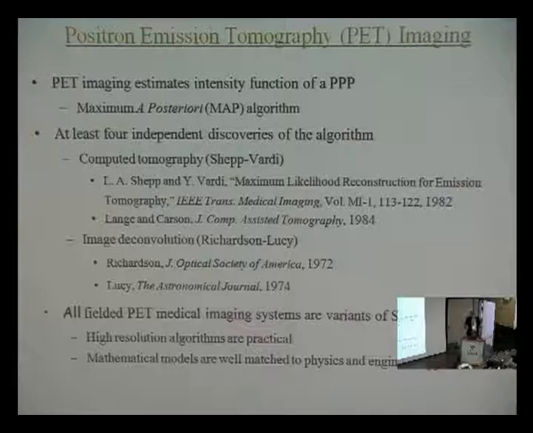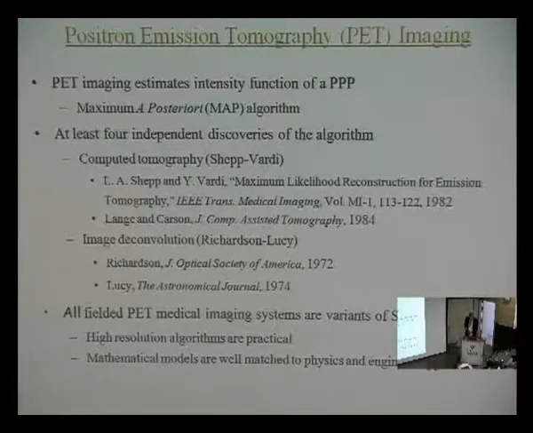But in the image community, they don't speak of Shepp and Vardi. They speak of Richardson-Lucy. In the medical imaging world, they speak of Shepp-Vardi, and they don't mention Richardson and Lucy. So apparently, in the tracking world, we're going to talk about PHD filters and I filters, but we're not going to mention the others. I don't think that's fair. It's not even right.